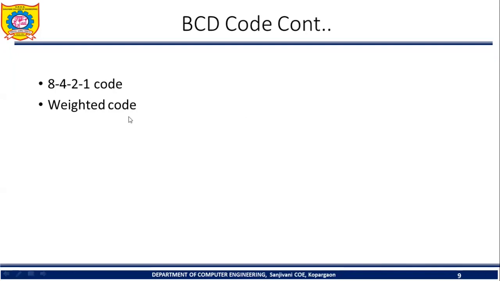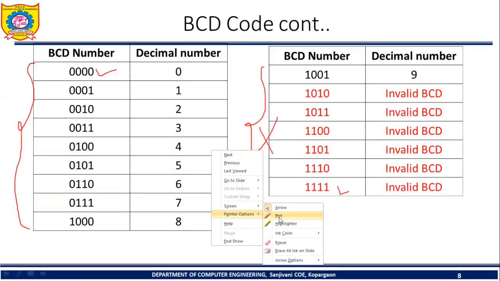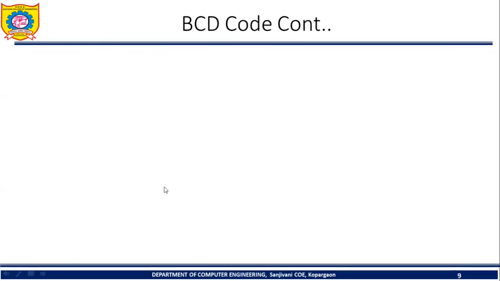If we consider this table, then in this table we can say that the weight of the very first bit is 2 raised to 0, that is 1. Then the weight of the next bit will be 2 raised to 1, which means 2. Then the weight of the next bit will be 2 raised to 2, that is 4, and the weight of the next bit will be 2 raised to 3, that is 8. So that's why this code is called 8421 code.